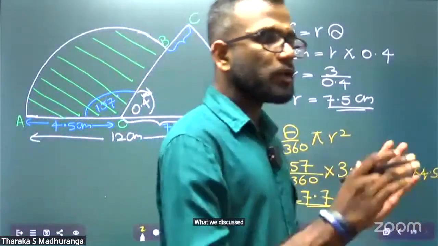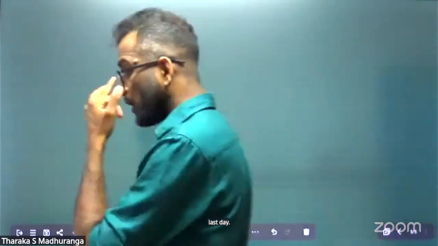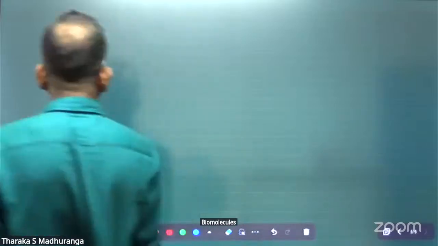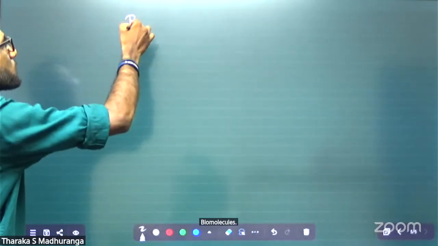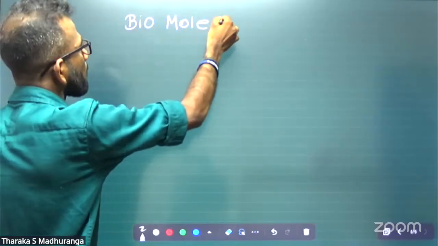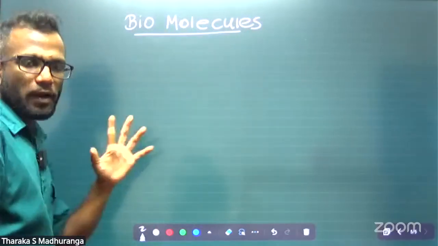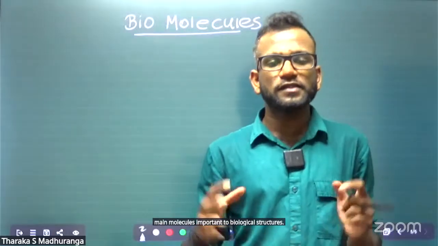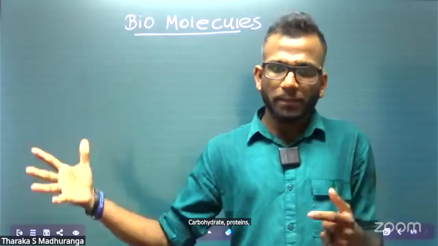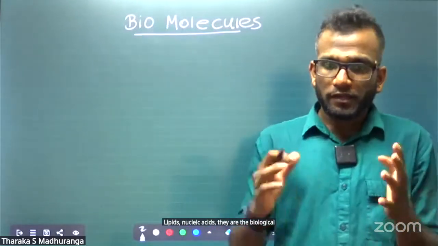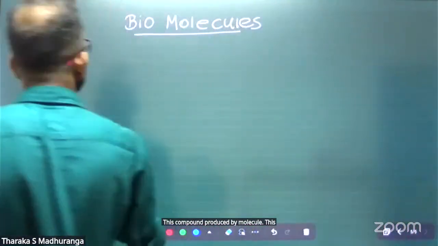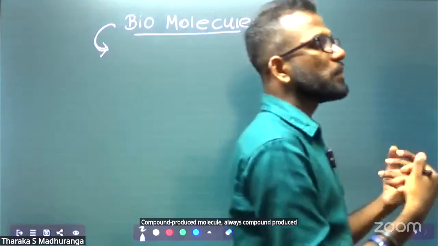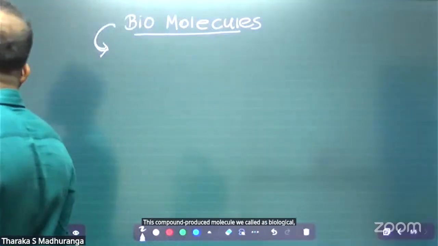What we discussed up to now in the biomolecule lesson, I told last day. What are the biomolecules? Biomolecules mean molecules important to biological structures. Biological structures like carbohydrates, proteins, lipids, nucleic acids, they are the biological compounds. These compounds are produced by molecules. This compound produced by molecules we call biological molecules, biomolecules.